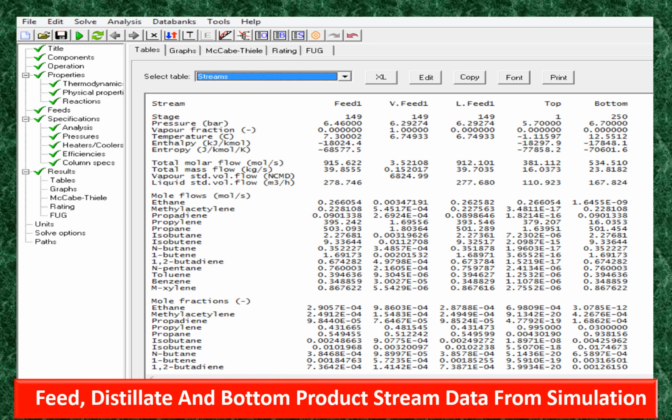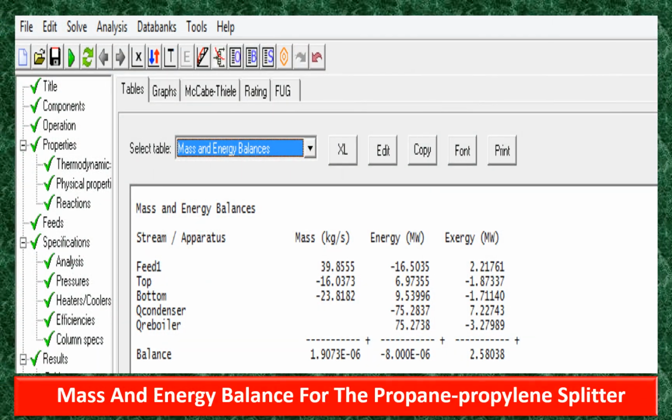Having specified the feed and the column specifications, you can solve the problem now. The column converges without any issue. This table shows the stream data for the columns obtained from the process simulation results. The feed, distillate and bottom products flows and the stream-wise components flow can be viewed here. This is the mass and energy balance of the conventional distillation process obtained by simulation.